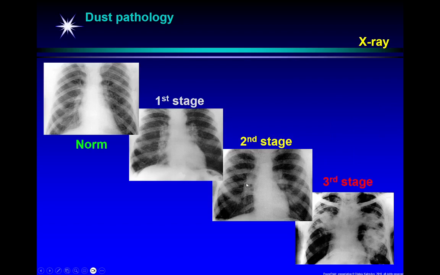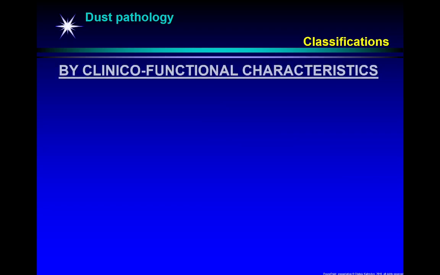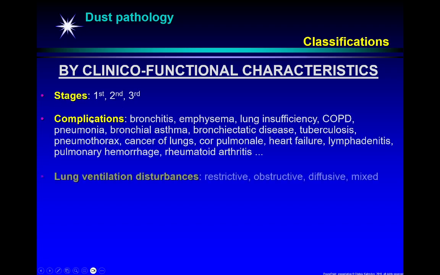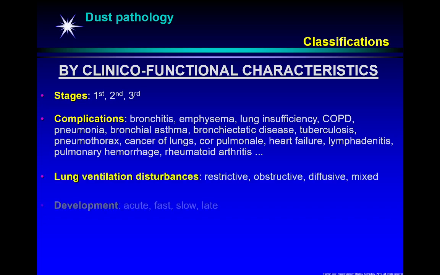Here is the full range of these changes from norm to the most advanced stage of pneumoconiosis from the point of view of X-ray. But there are also other approaches to classification of pneumoconiosis by stages. We already have discussed with you by complications, in the form of a variety of respiratory and extrapulmonary changes, lung ventilation disturbances.